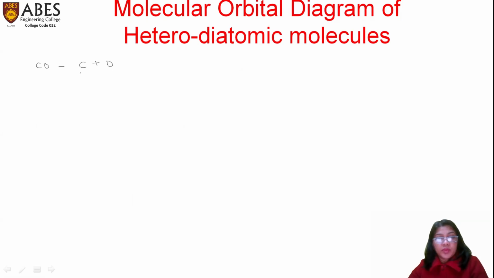Carbon plus oxygen. Carbon has 6 electrons, and oxygen has 8 electrons. Carbon is 1s2, 2s2, 2p2, and oxygen will be 1s2, 2s2, 2p4. The configuration over here is slightly different.